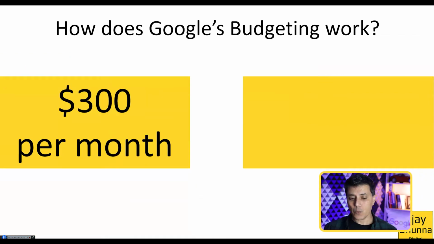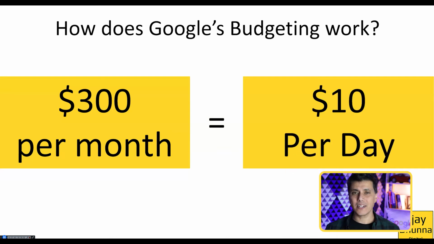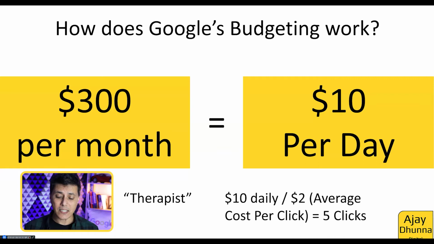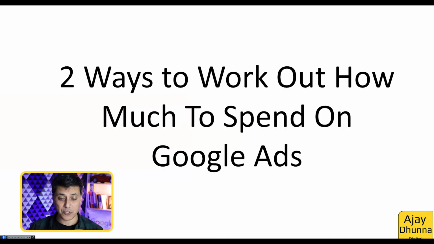So what happens is that we give Google a budget, right? So let's say it's $300 per month, right? That roughly equates to $10 per day, okay? Now, in the example of the word therapist, if that's the word that we want on Google, it means that $10 per day divided by $2 per click works out to five clicks. So that means using a budget of about $300 per month, you can get about 5 clicks per day for people who are looking for the word therapist or typing the word therapist into Google.